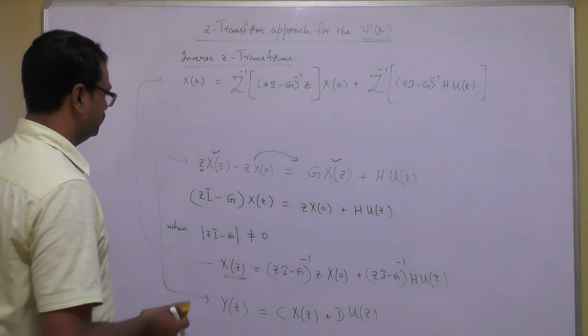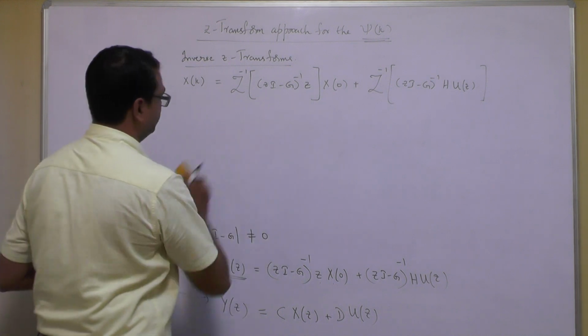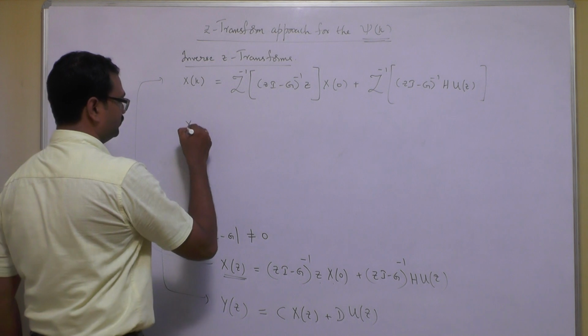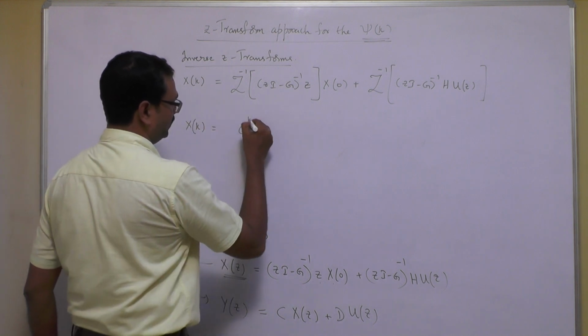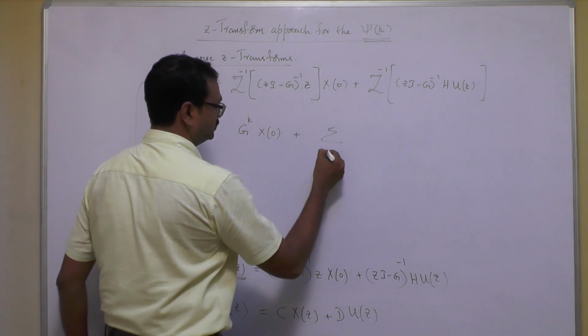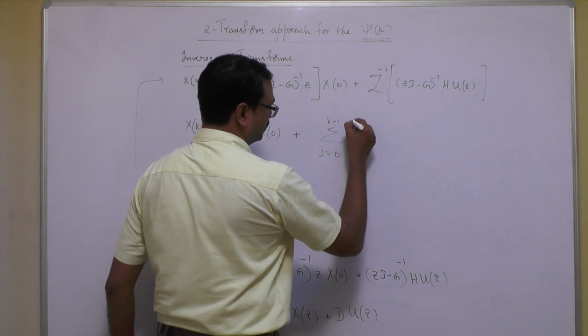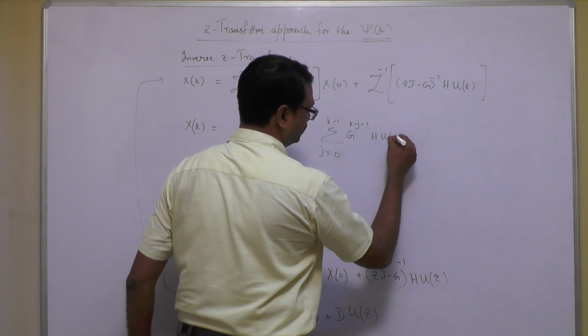Now this is our output. This is in the k domain, right? X of k, or the discrete instant. Now what is x of k? X of k is nothing but G power k x of 0 plus sigma j equal to 0 to k minus 1 of G power k minus j minus 1 H u of j.